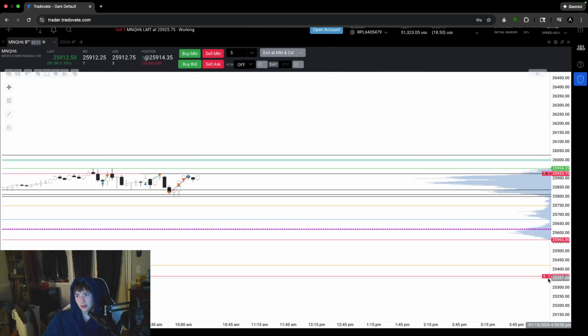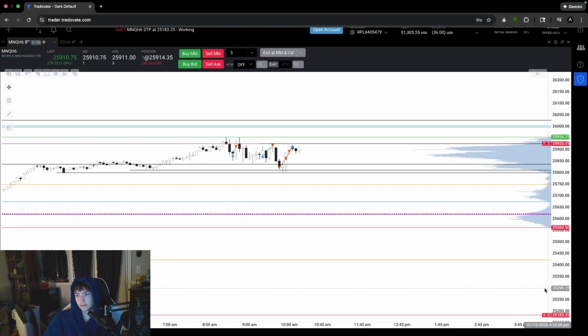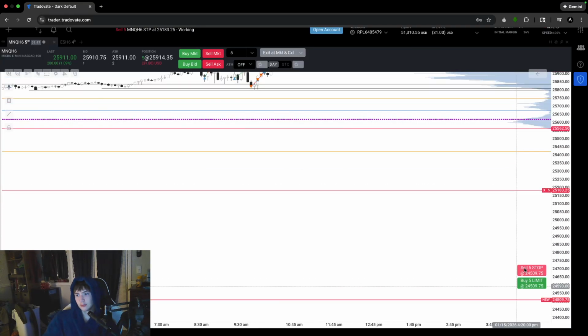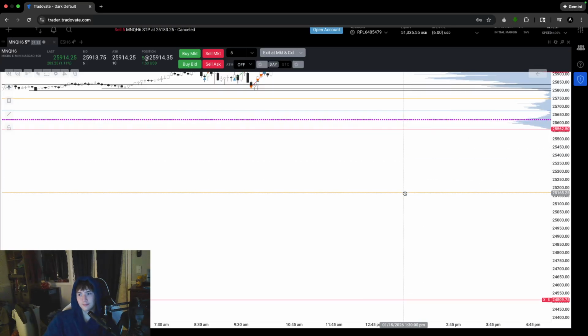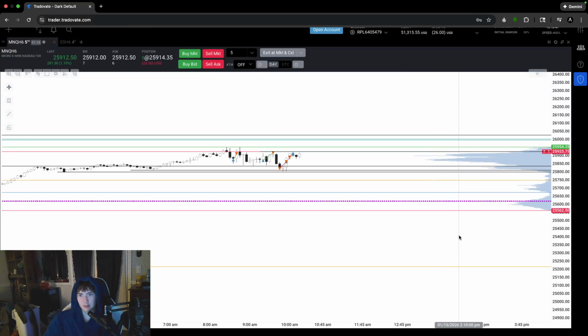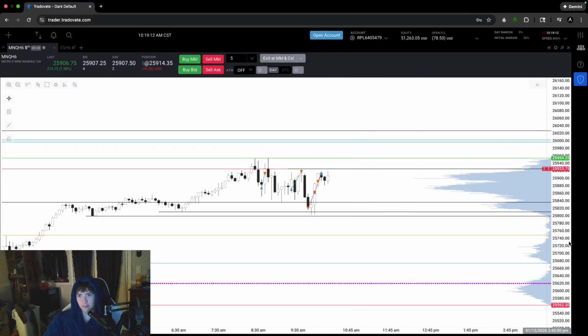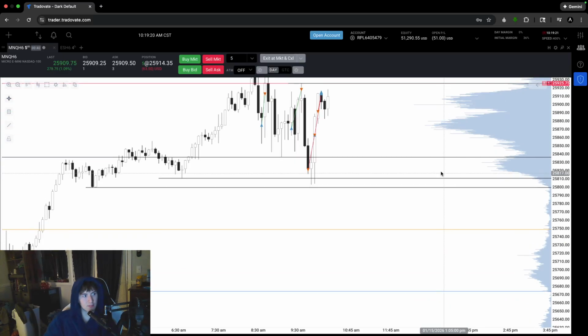I think we could have a larger stop loss, actually. Let's put it on here. Maybe a little larger. What do you think the RR on this trade is? I would probably say it's pretty high. It's a pretty high RR trade. Honestly.